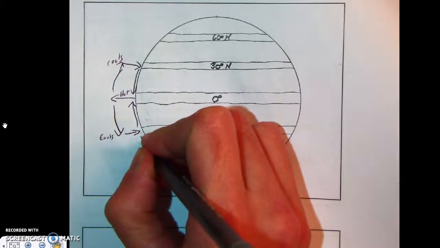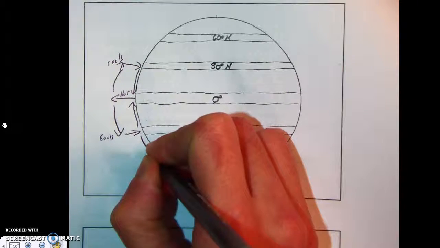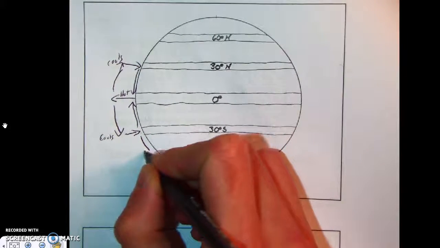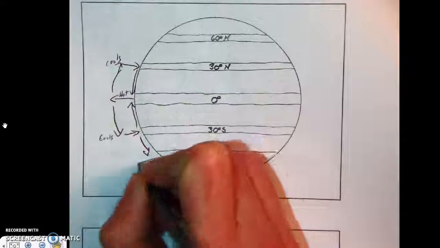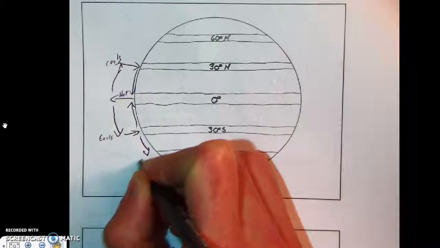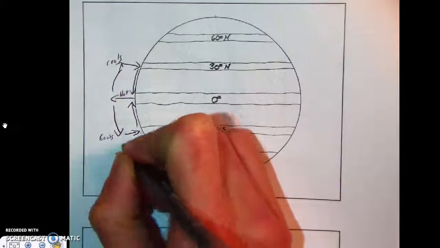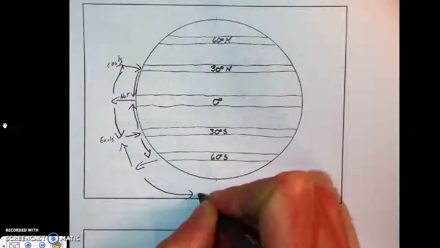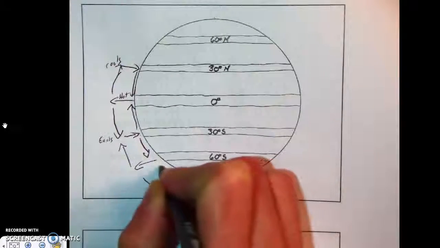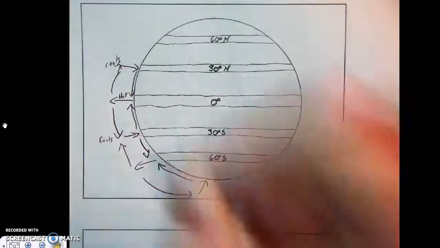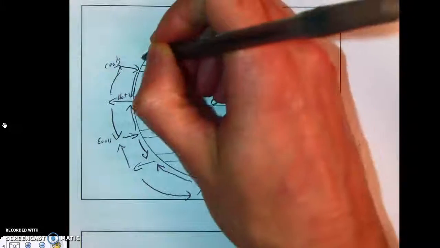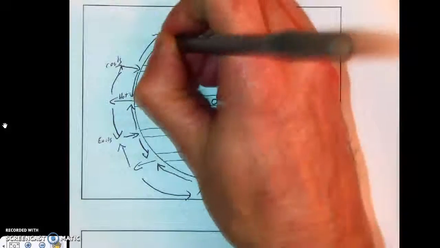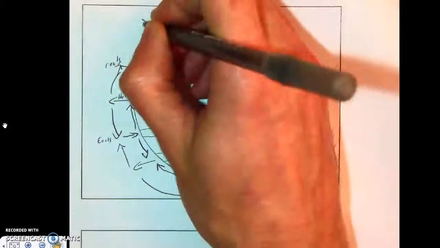We would then have the pattern continue, and now we're going to have air rise at 60 degrees south. Air is going to rise there. It's going to go back like this, and the pattern's going to continue. Air is going to sink at the poles and go back. Then we're going to have the same thing happen up here. Air is going to rise at 60 degrees north.